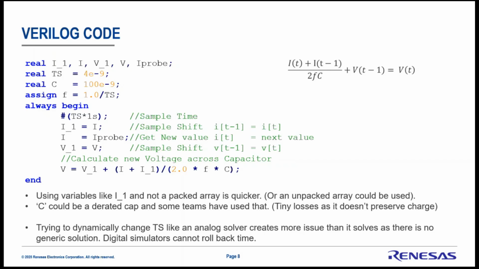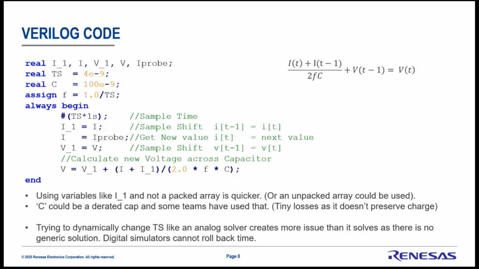Then you can just map that to some Verilog code. So you've got a hash TS *1 second. This always block will wait at that point until that timeout happens, and then execute these 4 lines of code here, and then go back to the beginning and wait. So I_1 gets the previous time sample. I gets the current probe going into the cap, and I'll show you how I do that. V_1 gets the last voltage, and then basically I've applied the equation from the previous slide.